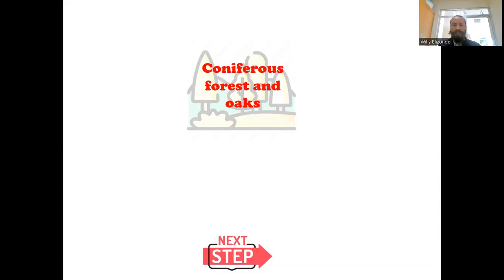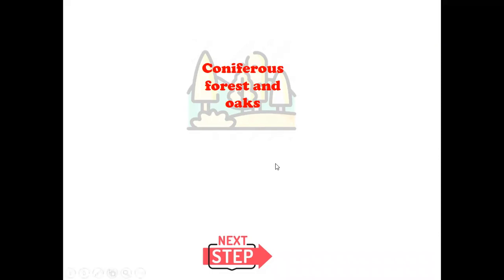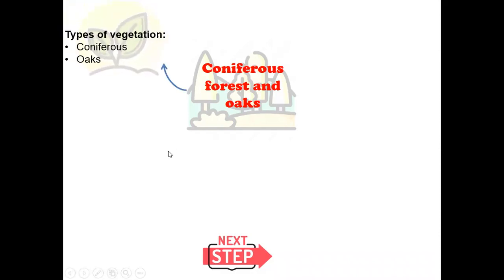I'm going to explain now the natural environment that corresponds to the coniferous forest and oaks. The type of vegetation for these natural environments are the coniferous. When we talk about coniferous, we're talking about pines, lots of different types of pines, which Mexico also has a lot of varieties of, and the oak trees. Let me show you how they look.